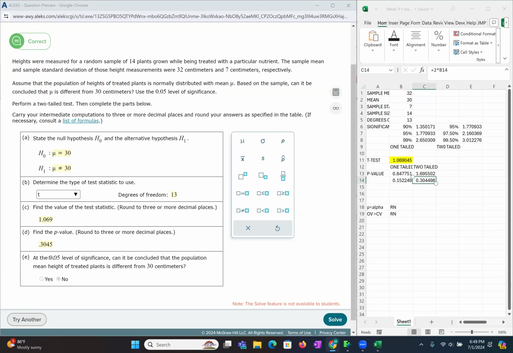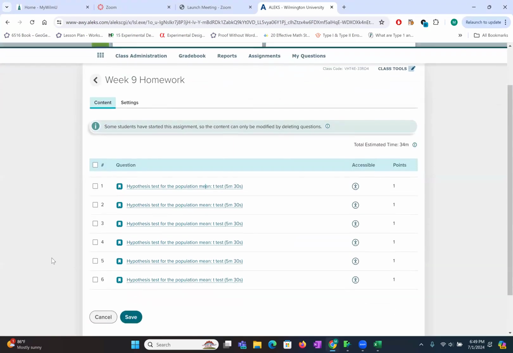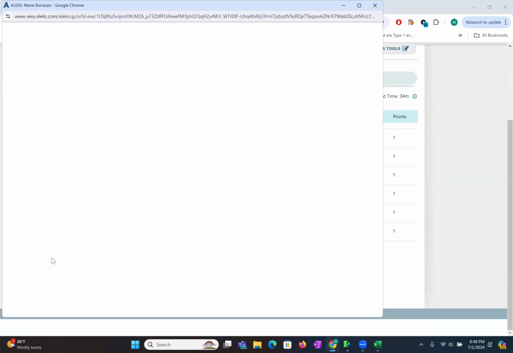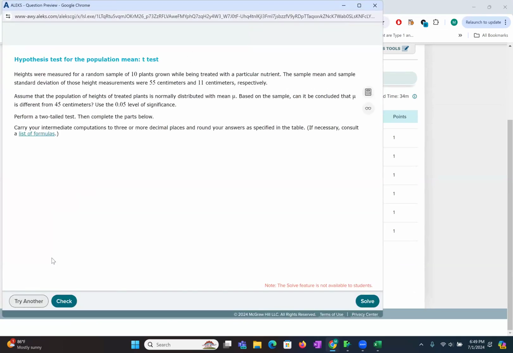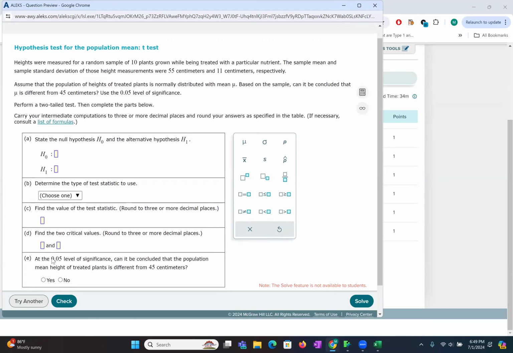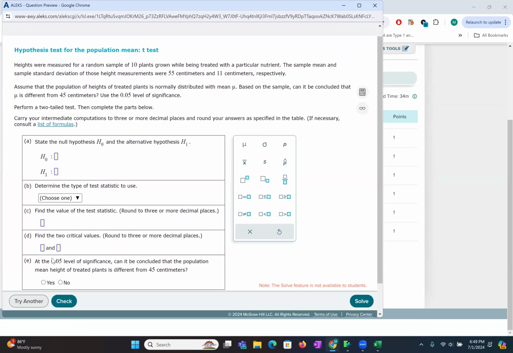Got it. Okay, so let me go ahead and do the other example. So this is, I think, can I dare say that I think they're all going to be the same? I thought you guys have more than one t-test. Okay, let's do this one. This should be good.